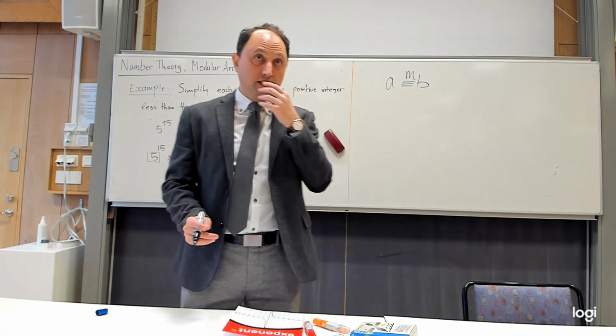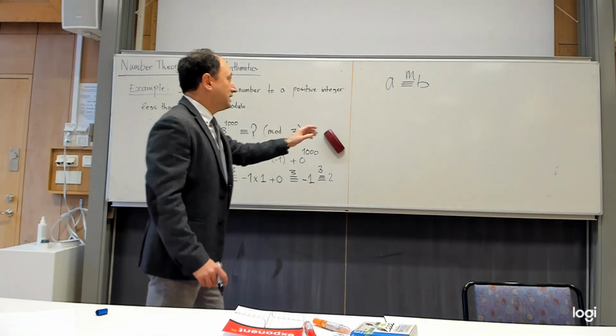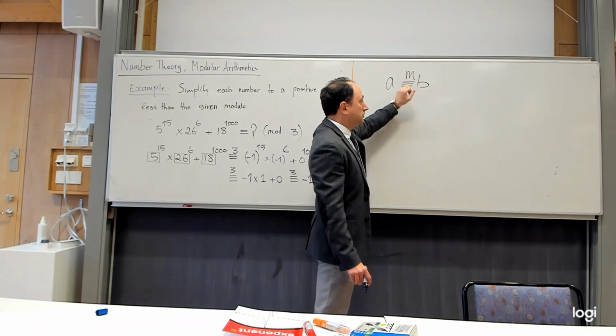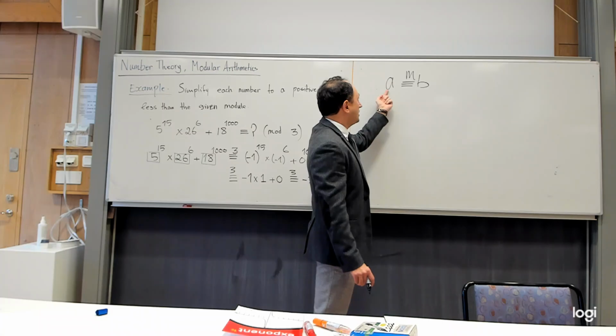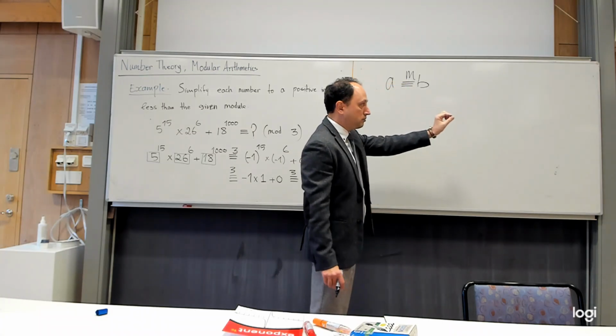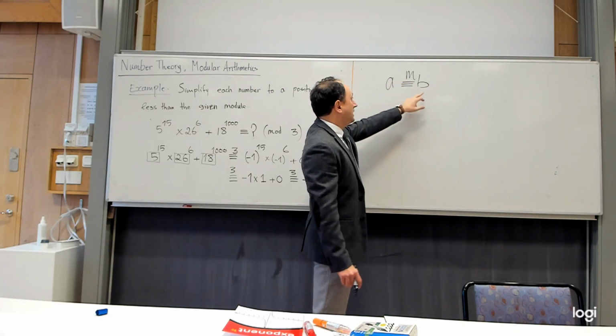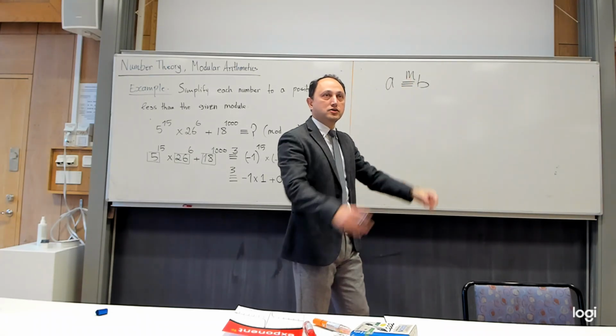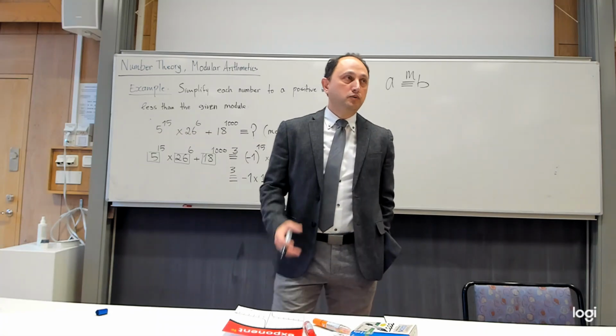This is a very important thing I want you to understand. If two numbers are congruent in some module, if I divide the left-hand side by this module and find the remainder and put it in a box, and I divide the right-hand side by the module and put it in a box, then these numbers in the boxes are the same. But why?